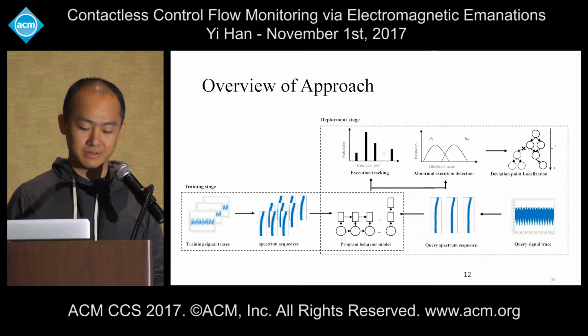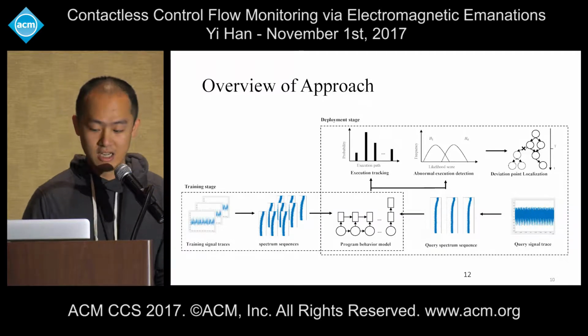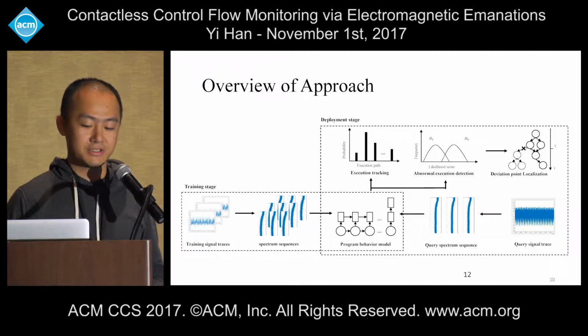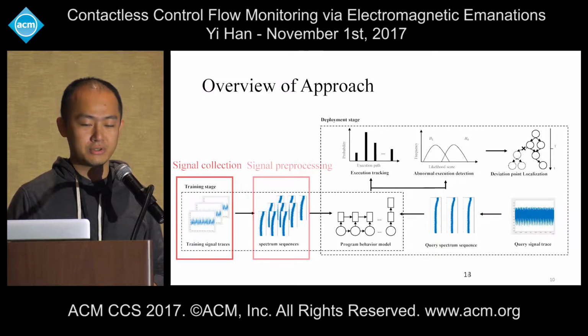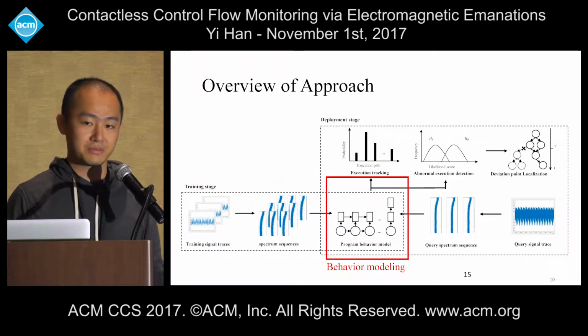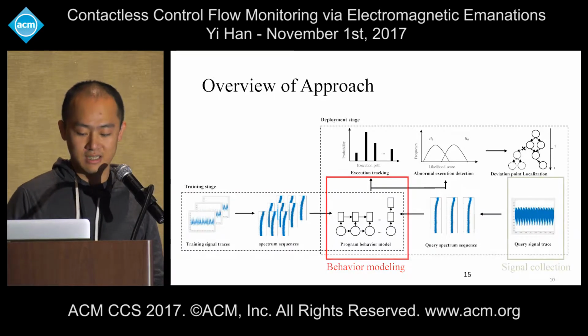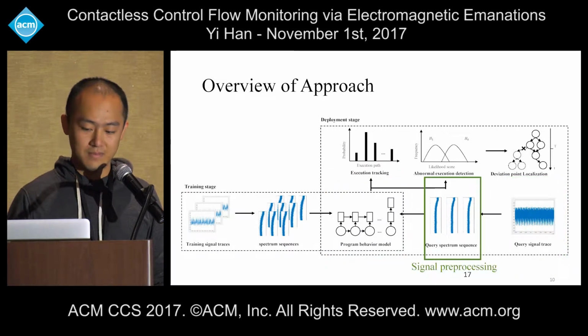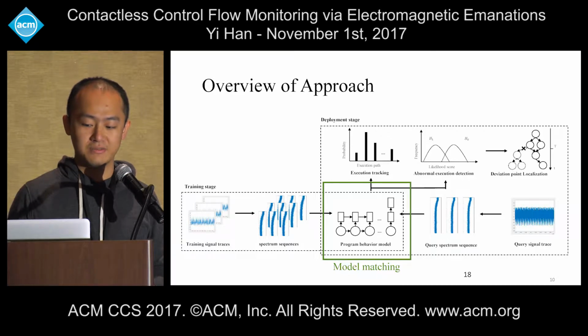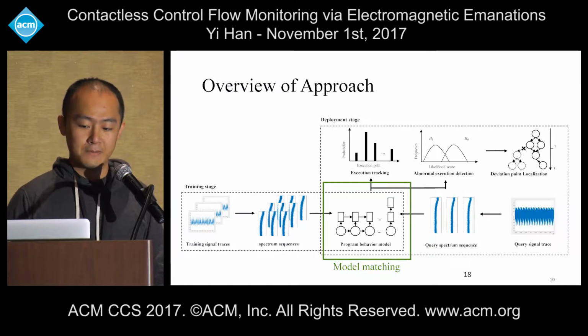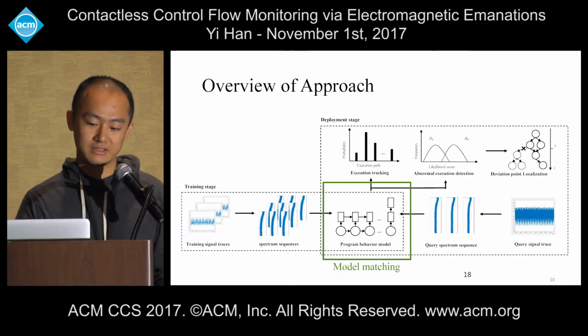Our approach has two steps. The first is the training stage, and the second is the deployment. During the training, we first collect the EM signal traces during the program executions. We pre-process them to reduce the noise, and we use these signals to build a program behavior model to fingerprint the program. During the deployment stage, the query signal is also collected, pre-processed, and matched with our established model. The model will output a probability distribution that describes how well the current input query signal matches with each of the control flows. Based on this probability distribution, we can test for anomalies. So I'm going to go through different parts of it in detail.